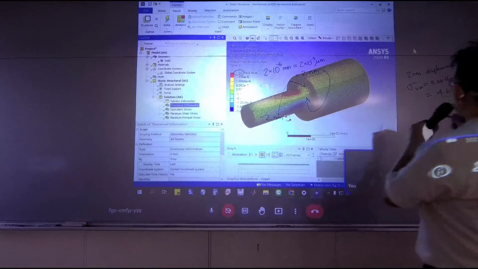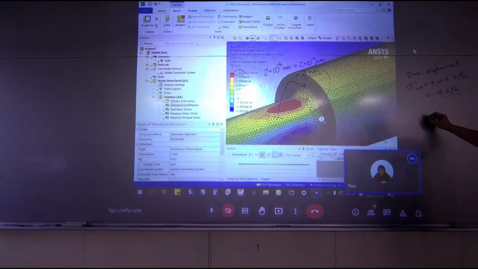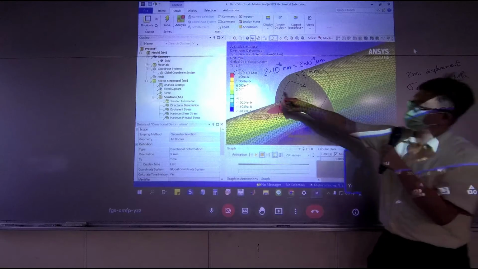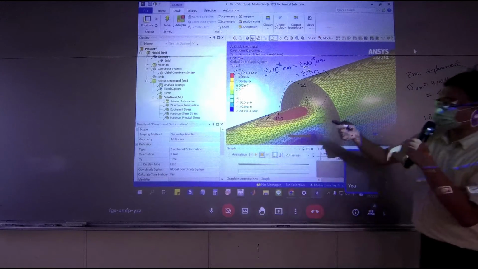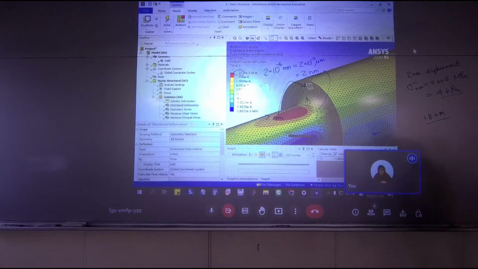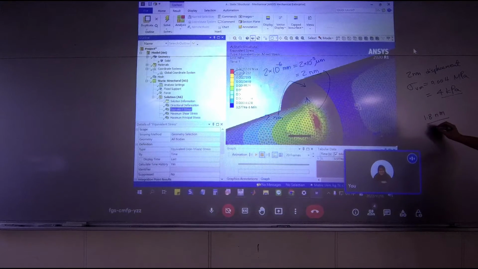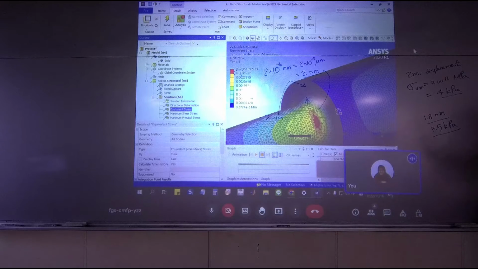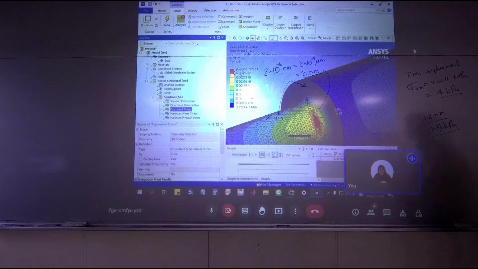So max deformation now reduced to 1.8 nanometer. And let's see the equivalent stress. Now it is 9.5 kilopascal. So you can see if you have rounding, then your deformation reduced and the stress reduced. Okay? But is it accurate?